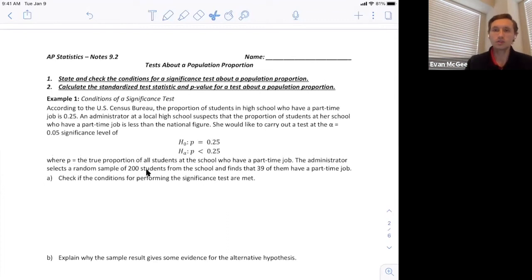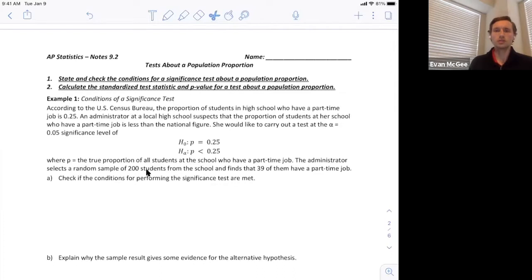Now that you have an overall view of how a test works, what a p-value and a test statistic are, let's look at our first two objectives where we're going to state and check the conditions for a significance test. And we are going to calculate a test statistic and a p-value for a test about a population proportion. So here's our first example.